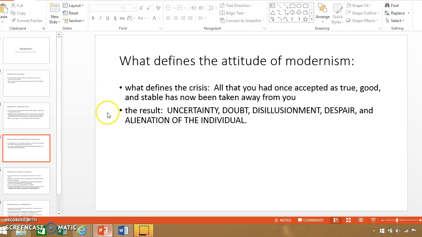Now, what defines the attitude of modernism is, first of all, what defines the crisis that is at its core. Because of all the things I described on the previous slide, all that you had once accepted as true, good, and stable has now been taken away from you, resulting in uncertainty, doubt, disillusionment, despair, and a sense of alienation of the individual.